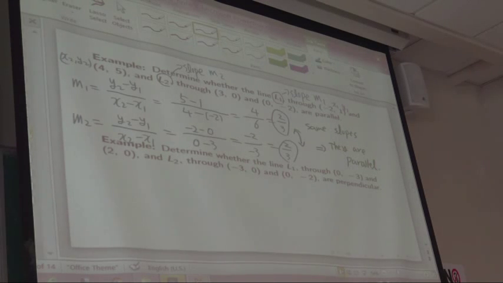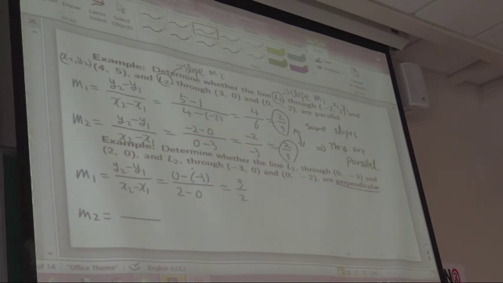And we're going to do the same thing, but we're going to determine whether they are perpendicular. So let's compute the slope M1. The slope M1 is the same, y2 minus y1 over x2 minus x1. Now, (0, -3) is x1 and y1, and (2, 0) is x2 and y2. So 0 minus negative 3 over 2 minus 0, which is 3/2. So 3/2 is the slope for L1.